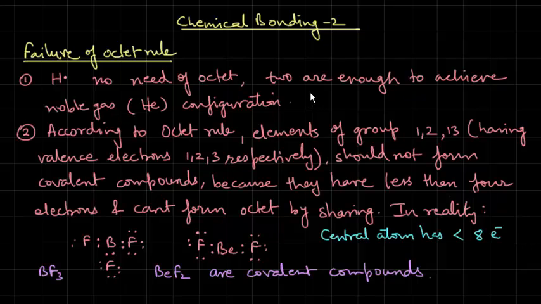So let's begin the second part of chemical bonding. It's a huge chapter. It will take several lectures to finish. In the last lecture we studied the Lewis octet rule and how each atom tries to complete its octet via bonding. There are some exceptions and failures for the octet rule.